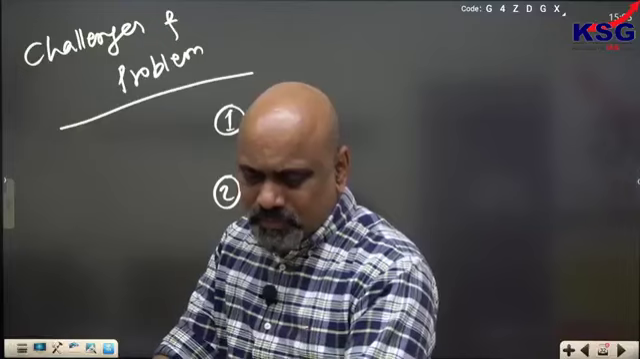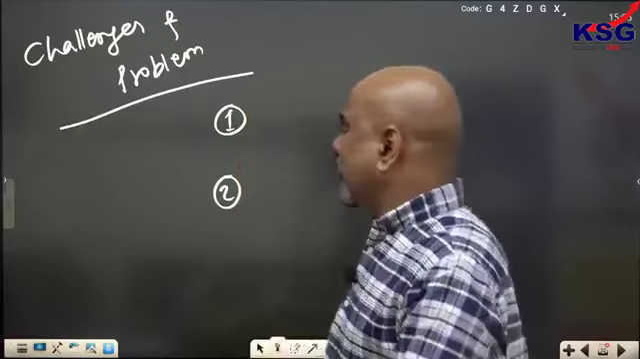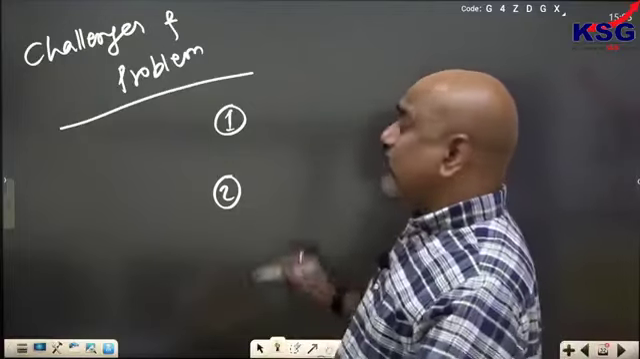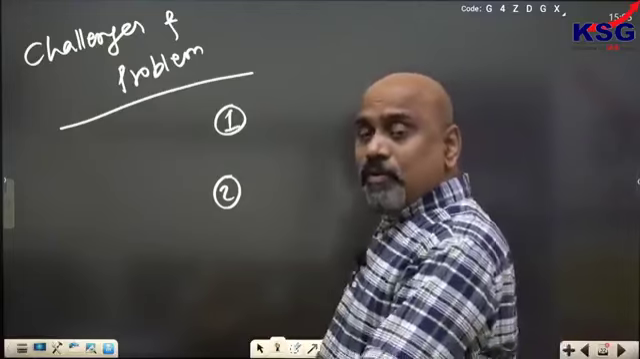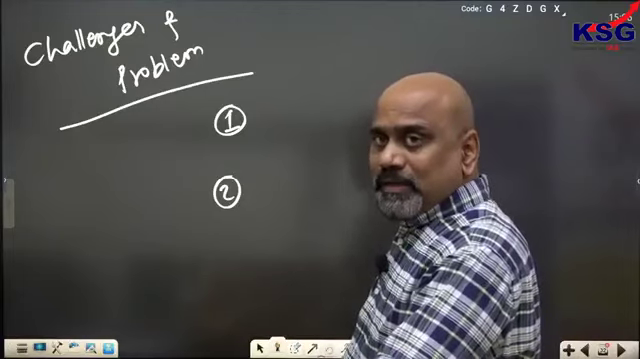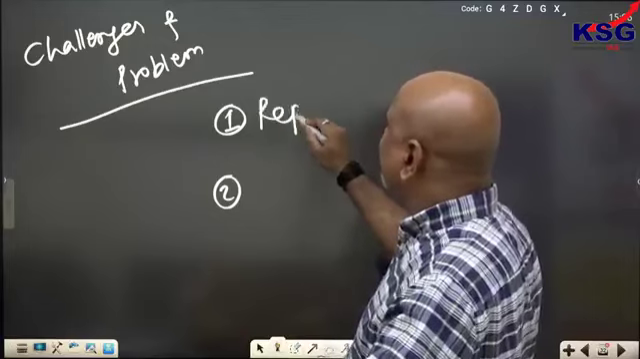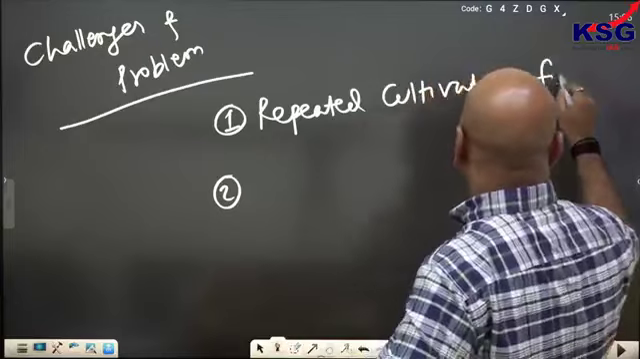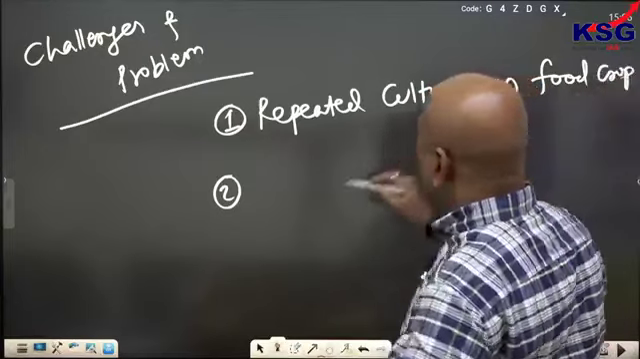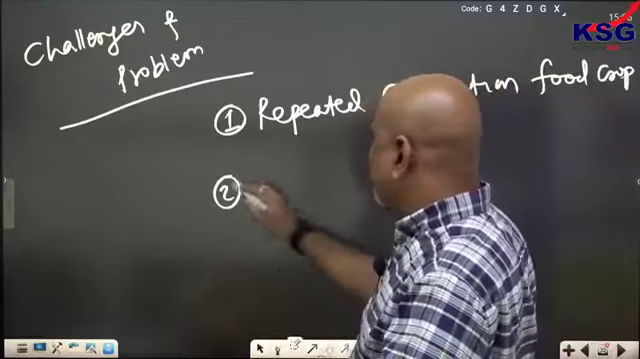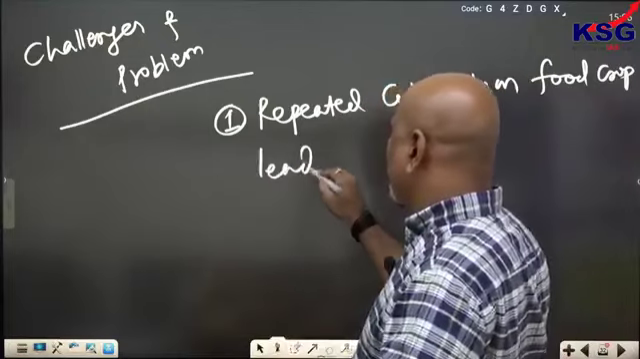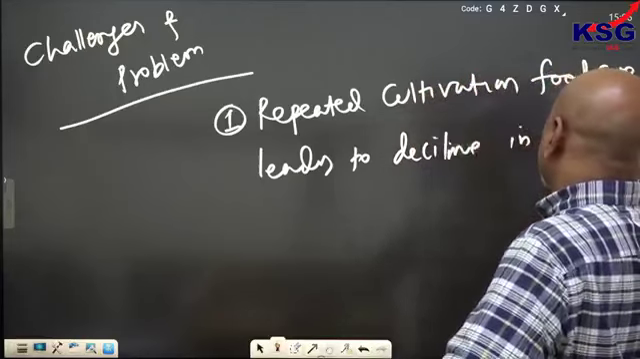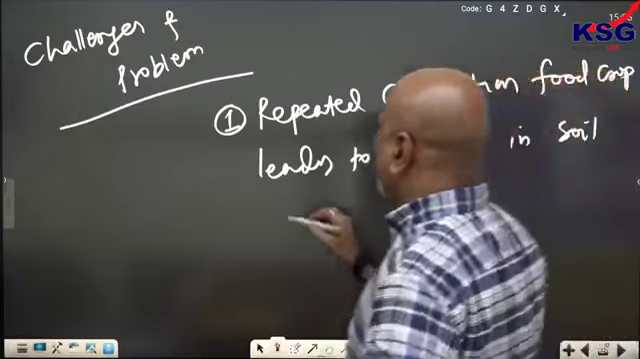here is a question. Okay, I'll take our question, don't worry. Challenges and problem if you'll see, what are the major challenges and problem? पहला है there is dominance of food crop, tropical crop. Okay, so repeated cultivation of food crop leads to decline in soil fertility.